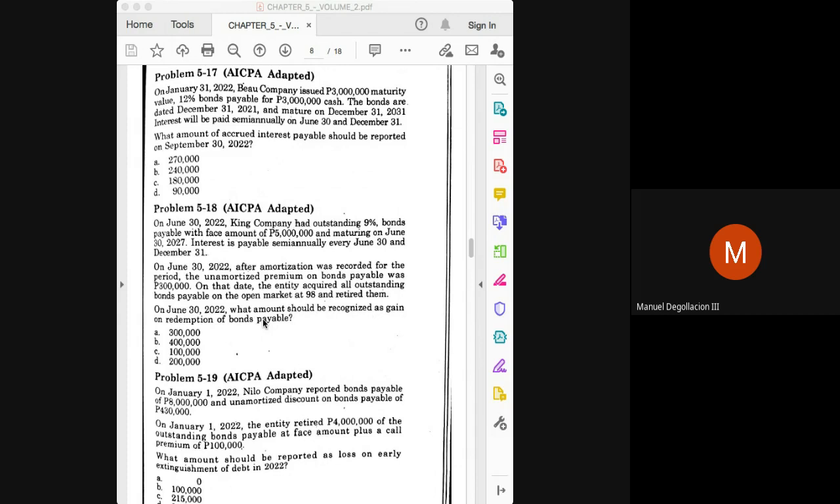Problem 5-18, the question is: what amount should be recognized as a gain on redemption of bonds payable? So redemption, class, the scenario here is that we will now be redeeming, or getting back, the bonds that we have issued. The only way that can happen, class, is if we pay for it. Remember that the holders of the bonds payable are holding it for the purpose of eventually being paid. So the only reason they will give it back to the entity would be if you paid for it.